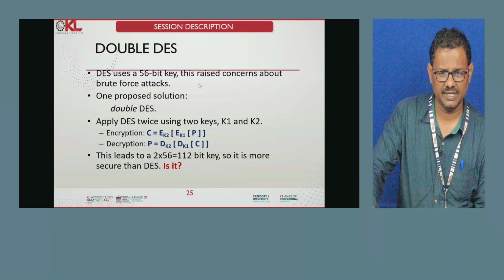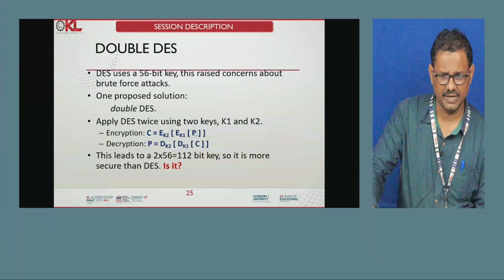DES uses a 56-bit key. This raised concern about brute force attacks. One proposed solution is double DES. So apply DES twice using 2 keys K1 and K2 for encryption. This is like this: C = EK2(EK1(P)). So we apply DES 2 times on the plain text. Decryption is done in a similar way, using 2 decryption keys applied to the ciphertext. This leads to a 2 x 56 = 112-bit key. So it is more secure than DES. Okay.